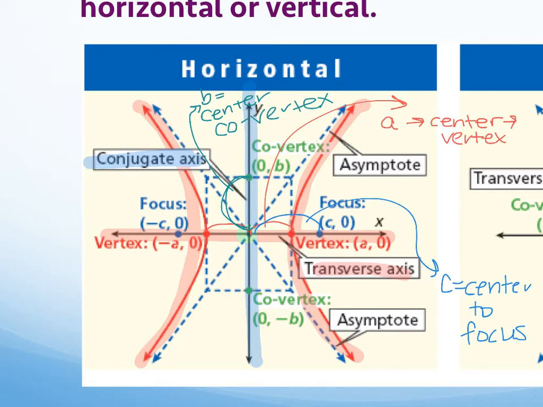The center lies on both axes, but the vertices and the foci both still lie on the transverse axis, and the co-vertices lie on the conjugate axis. And then you have these, which are asymptotes, which hopefully we remember. Last time we did them was with rational functions, right? The asymptotes provide your guideline for how narrow or wide your curves or your branches are. So the wider apart the asymptotes are, the wider my curve is, or my branch.